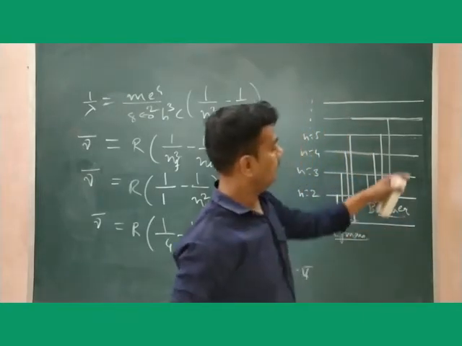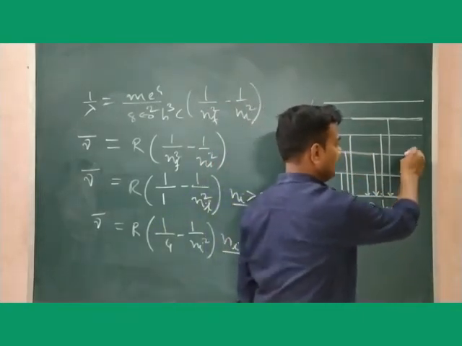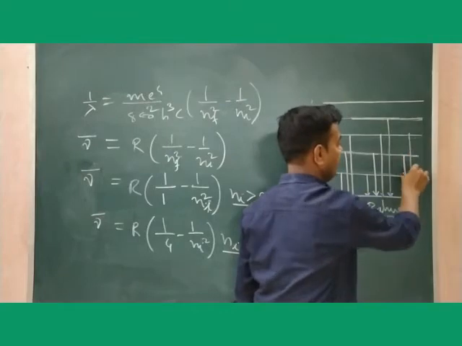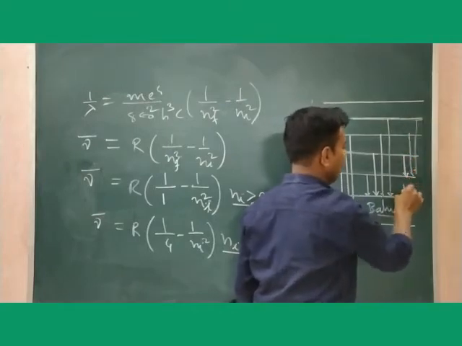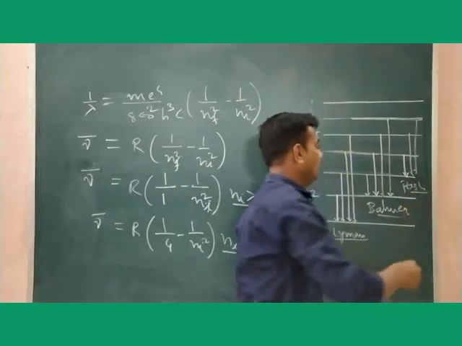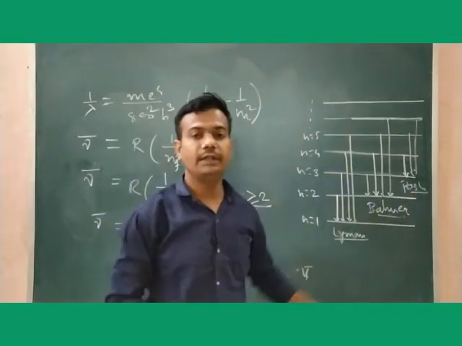And if any electron makes a transition from any higher level to the 3rd level, this series is known as the Paschen series. So there are different series due to different transitions.